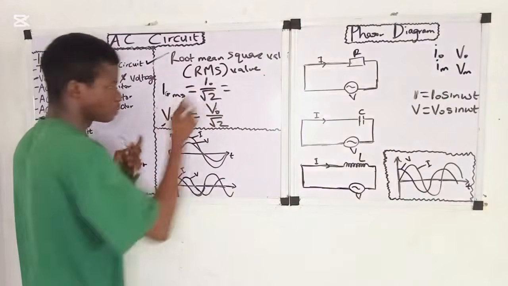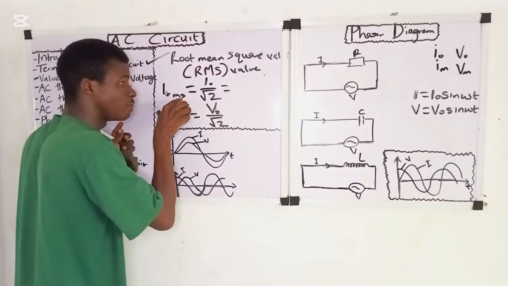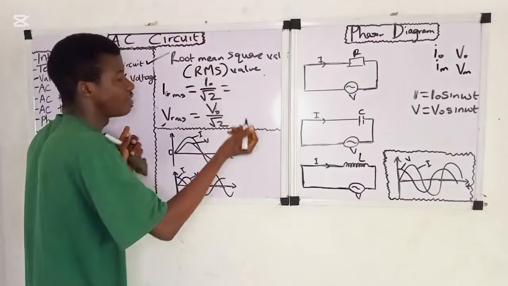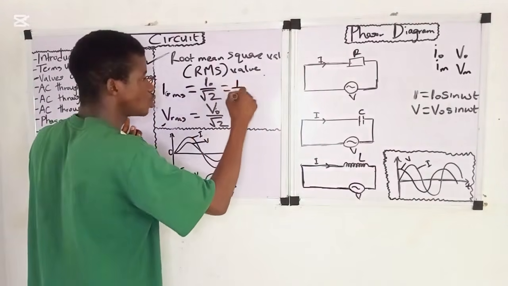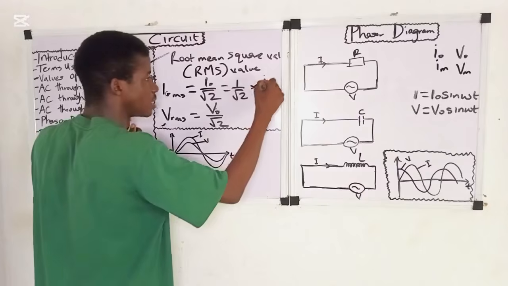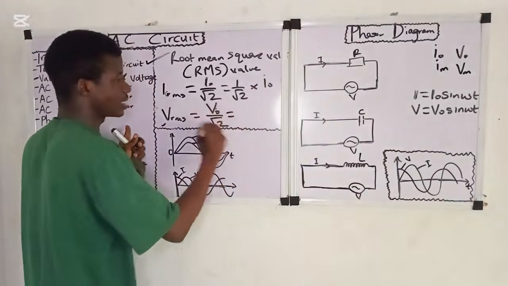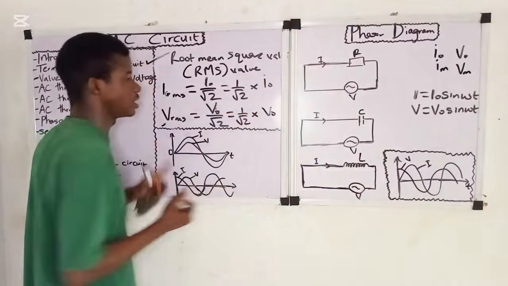Now let me tell you guys something. Remember, the RMS value of the current is equal to the peak value of current divided by root 2, right? This is still the same as 1 over root 2 times the peak current. Same goes for here: this is 1 over root 2 times the peak voltage.